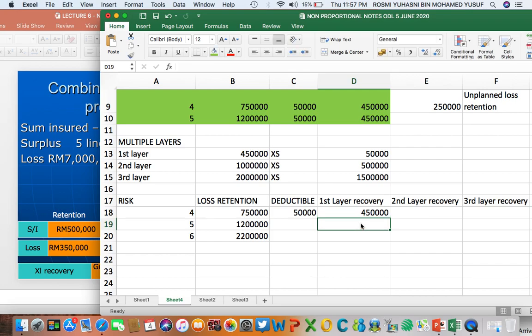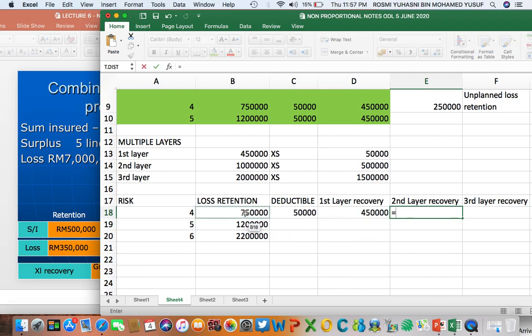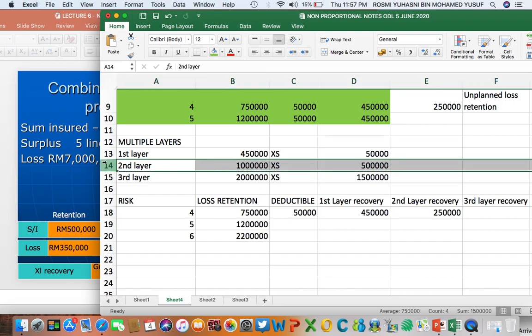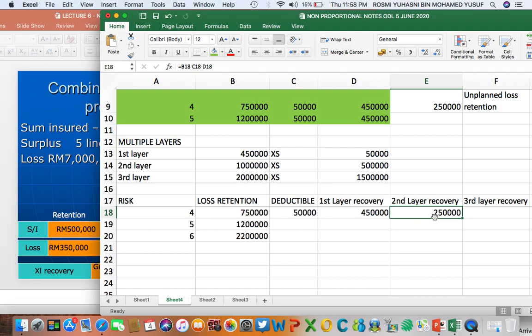So what happened to the balance? So how much balance is left? So we have 750,000 minus 50,000 minus the recovery in the first layer. That is a balance of 250,000. So 250,000 is within the cover under the second layer, because the second layer will cover up to 1 million. So the balance of 250,000 goes to the second layer, and the third layer will pay 0. You don't have to pay anything.